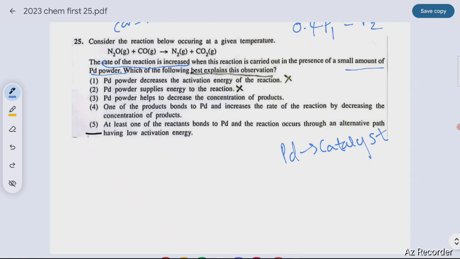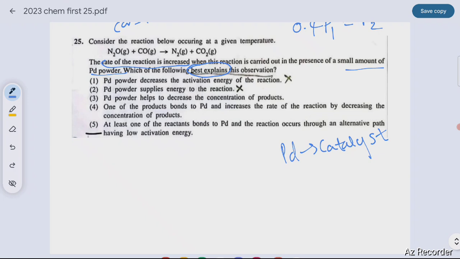Right? First statement. Now, they are asking for the statement which best explains this observation. How can you explain this observation in the best way? What is our observation? The rate is increased. So that observation should be explained in the best manner.